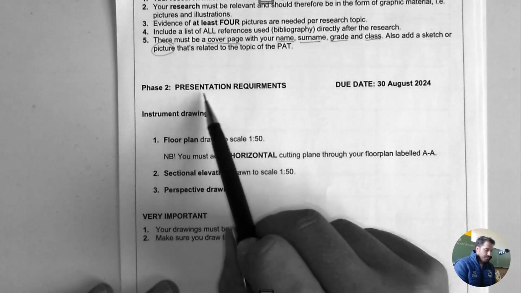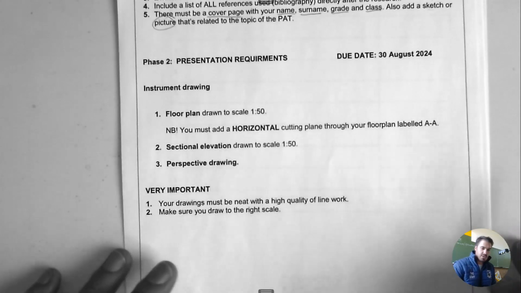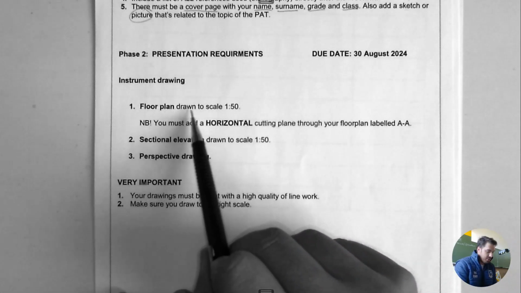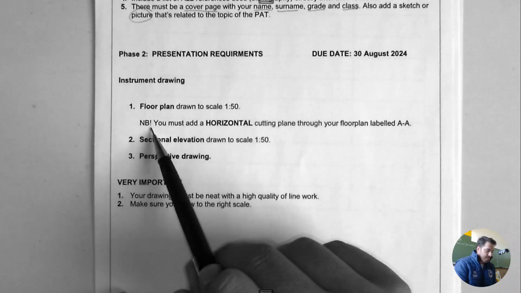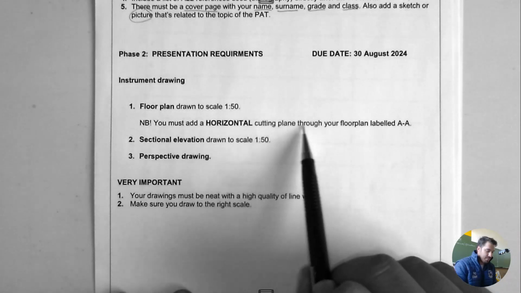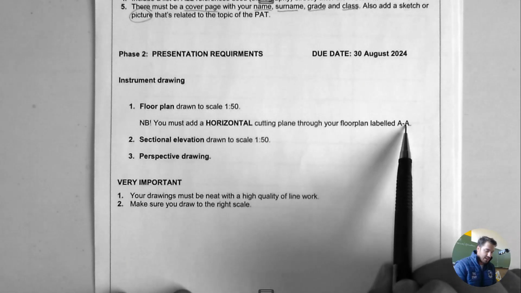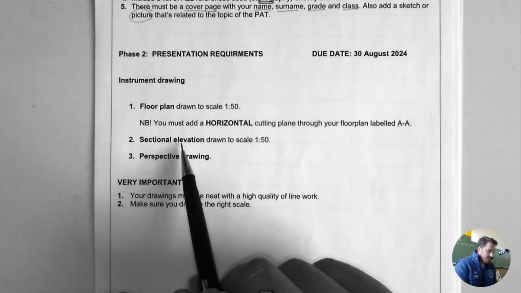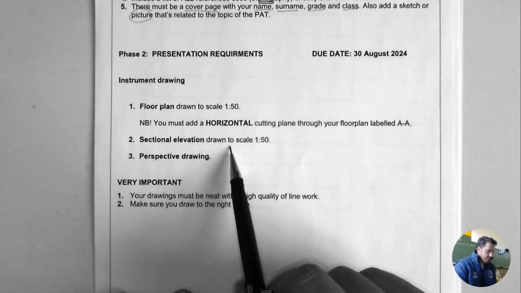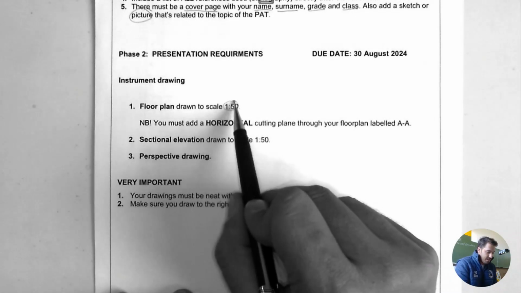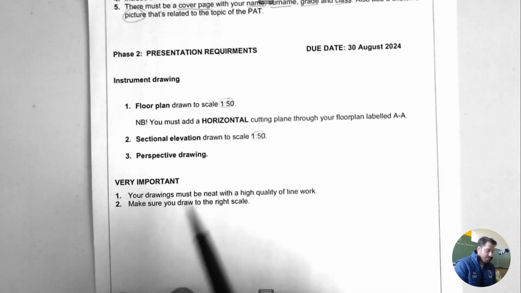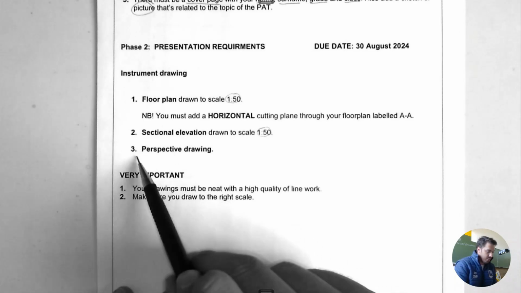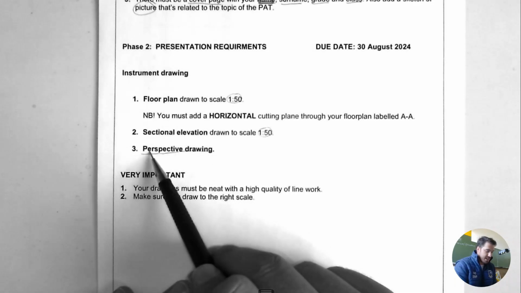Now, phase 2 is the following. This is now your instrument drawings. So this is the research being done. Now you have a floor plan drawn to scale 1 to 50. You must add a horizontal cutting plane through your floor plan labeled AA. I'm going to show you exactly what this is in a minute. The sectional elevation is drawn to a scale of 1 to 50. The floor plan and the section are exactly the same because you are using the floor plan to draw the section. And the perspective drawing I've already given you, so you don't have to design anything here, you just have to draw it.